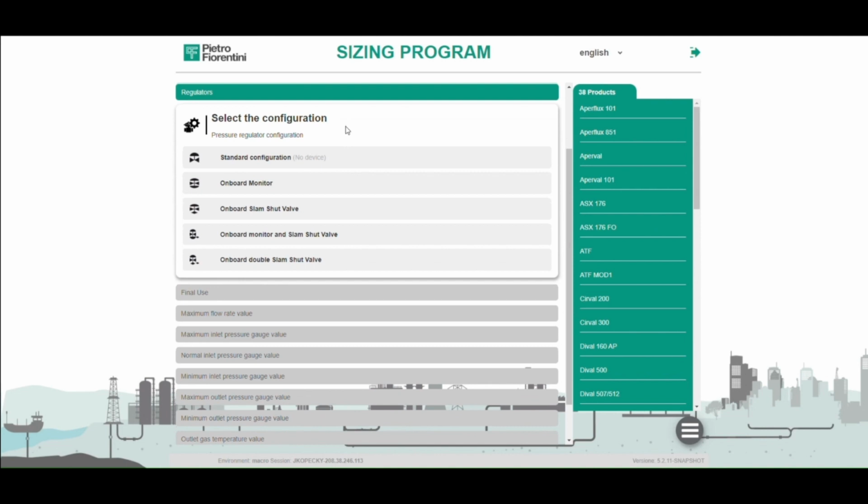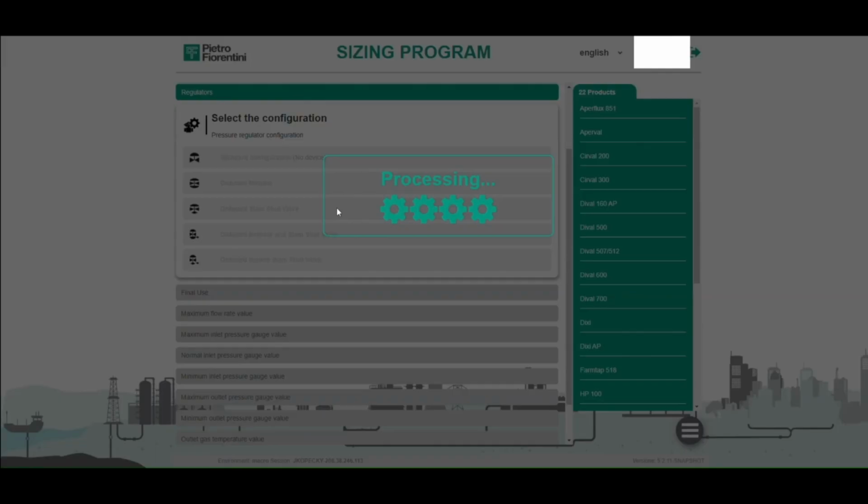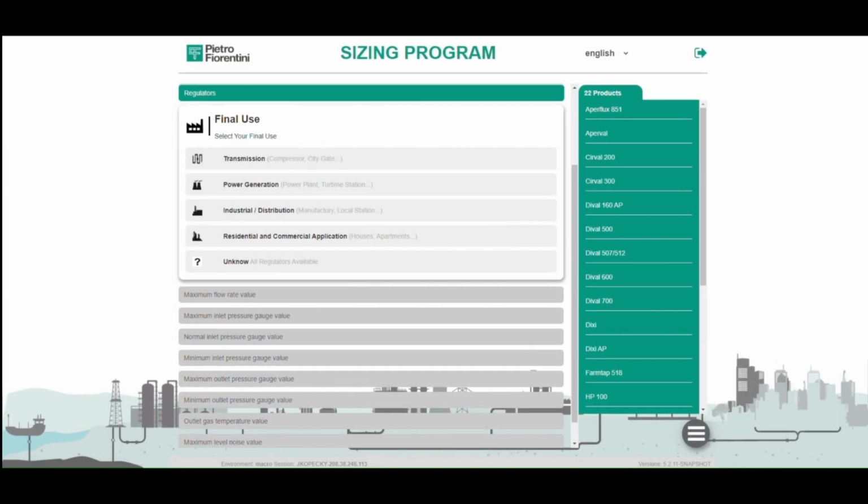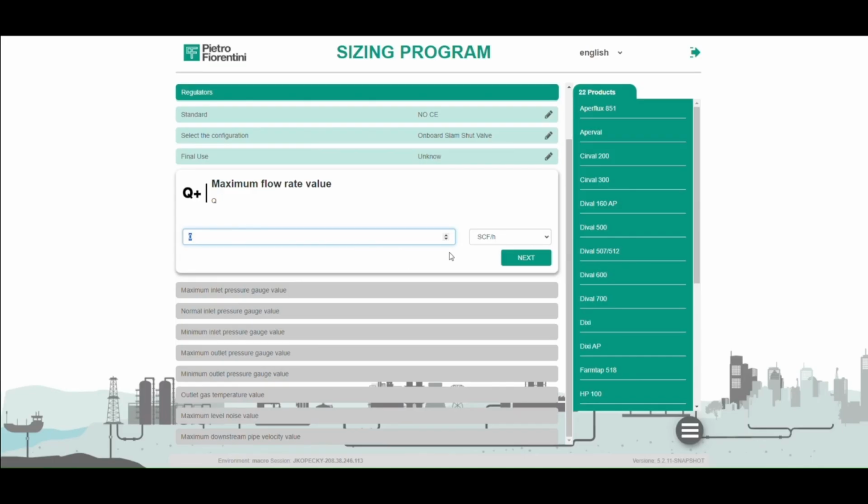Configuration essentially asks if you have an onboard slam shut or an onboard monitor. For our example, we will be selecting the onboard slam shut valve. Now, we will select our final use. This is asking what kind of market the product is going into, and based on our options on the right, we are selecting unknown to avoid eliminating any product options.